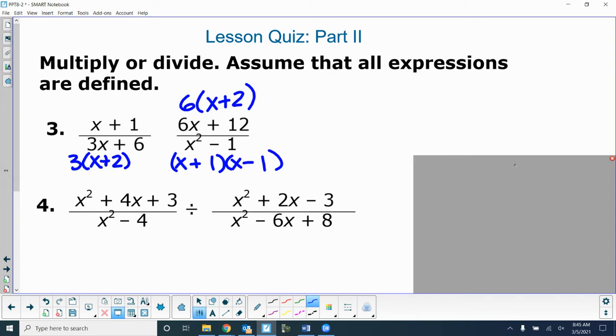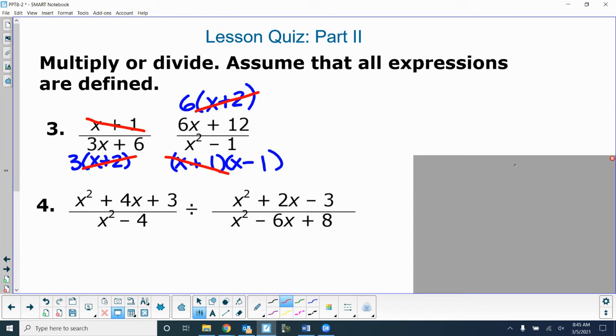Now, you look for common factors. By common factors, they have to be exactly the same, right? And one has to be in a numerator, and the other one has to be in a denominator to cancel it. Okay? So, that whole thing and that whole thing are exactly the same, right? So I can cancel it. I see an x plus 2 in the bottom and 1 in the top.